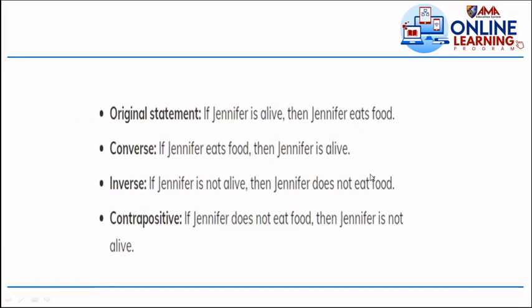And for the last one, we have the contrapositive statement. It is a combination of the converse and inverse statement. Gagawin po natin, i-negate po natin yung dalawa, and then at the same time, switch po natin. So this is now your contrapositive statement. If Jennifer does not eat food, then Jennifer is not alive.